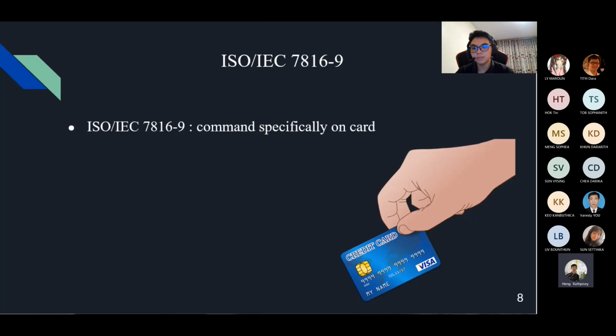ISO 7816 Part 9 covers commands specific to card, file, and other structure management. These commands on the card are for the entire life cycle of the card, which means that sometimes the commands are used even before the card is put into the card holder or after the card has already expired.